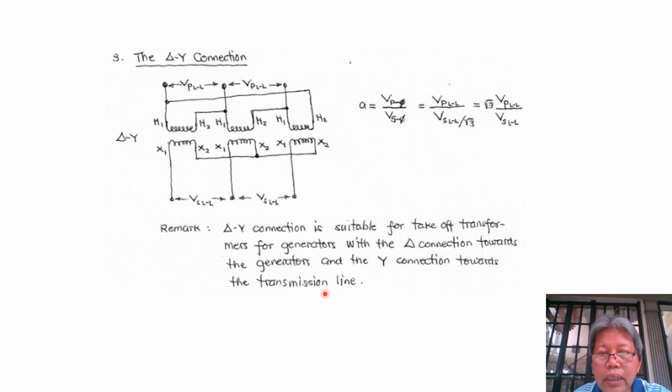Now this kind of connection is appropriate for takeoff transformers at the plants where we want to step up the generator voltage, usually from 13.8 kV to a high voltage of 138 kV. So the high voltage side is Y connected and the low voltage side is connected in delta. That is to minimize or prevent so much stress in the windings of the transformer when we connect this in Y.